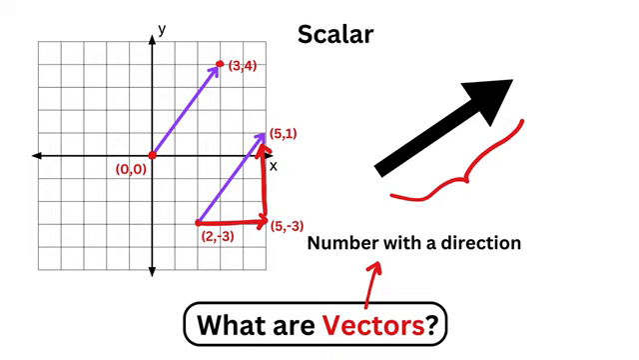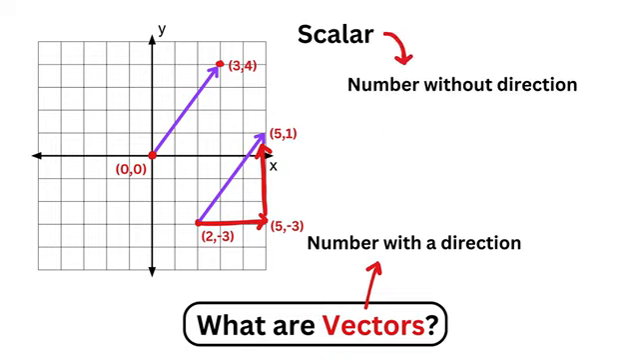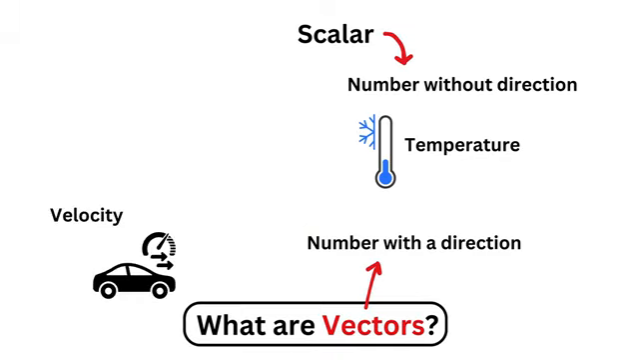Now a scalar, on the other hand, is just a number without direction. For example, temperature is a scalar because it is just a number, like 20 degrees. We don't say that the temperature is 20 degrees north, right? On the other hand, velocity is a vector because it tells both speed, for example, a car moving at a speed of 50 kilometers per hour, and in the east direction.